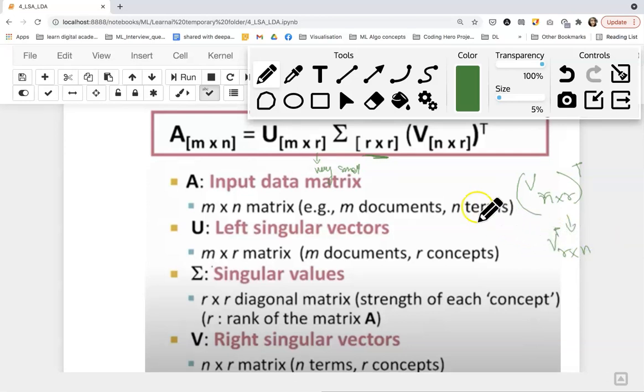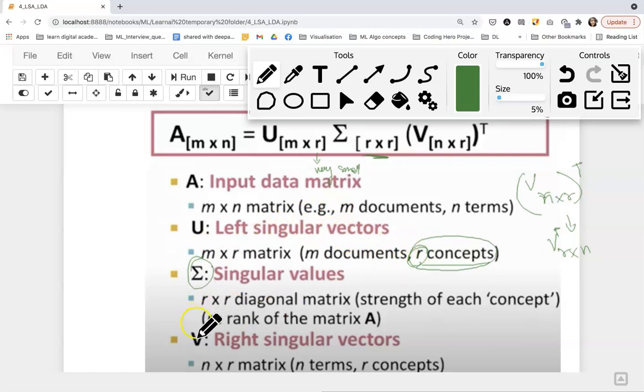Okay, fine. Now this A will be our input data matrix, which contains m documents and n terms. This U will be the left singular vectors, which contain m documents, and this r is very small in number, known as r number of concepts. Sigma contains the singular values, with non-zero values on the diagonal, and it tells us the strength of each concept, the concept that we get over here in the U matrix. So this sigma matrix will tell you the strength of each concept.